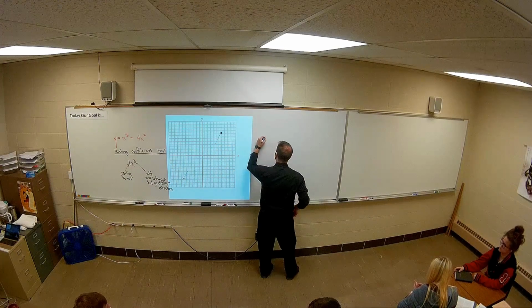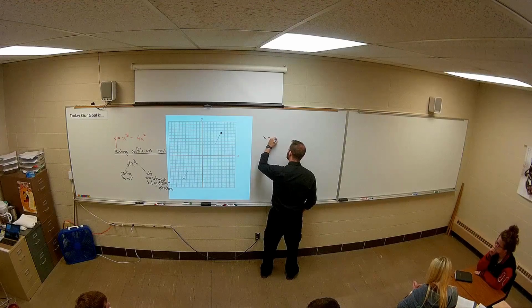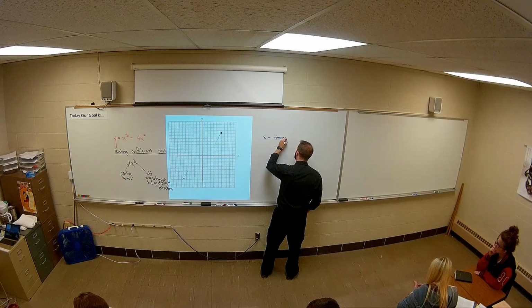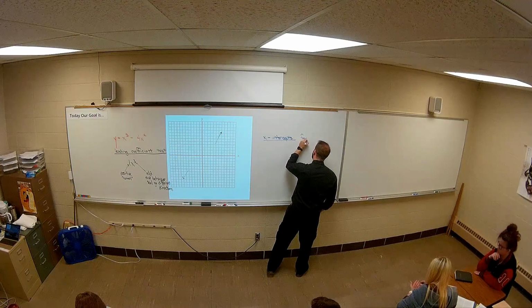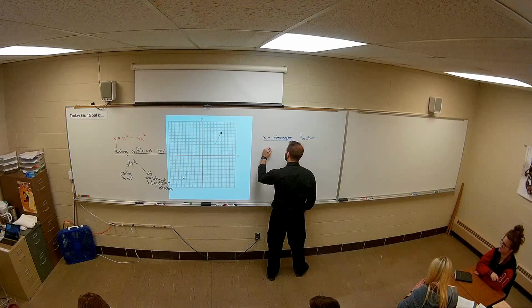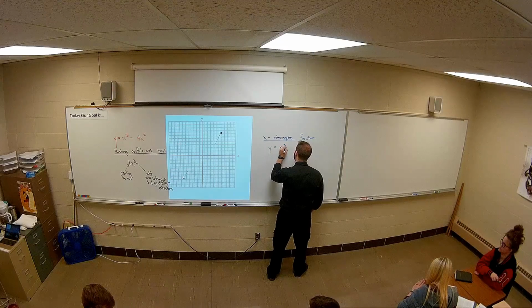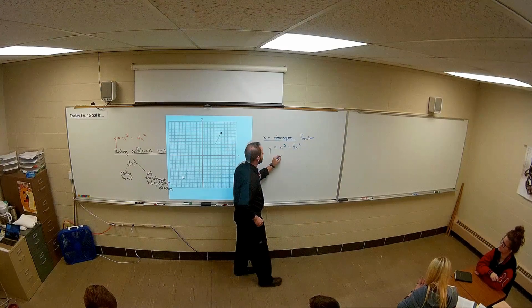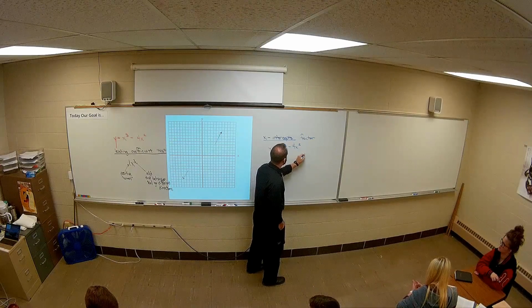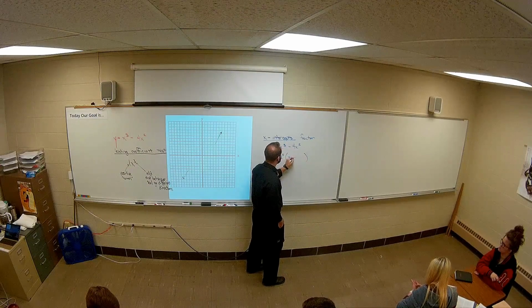X-intercepts, we do need to factor. So, y equals x to the third minus 4x squared. All right, take out an x squared. So we're going to take out an x squared. What we're left with here is an x minus 4.